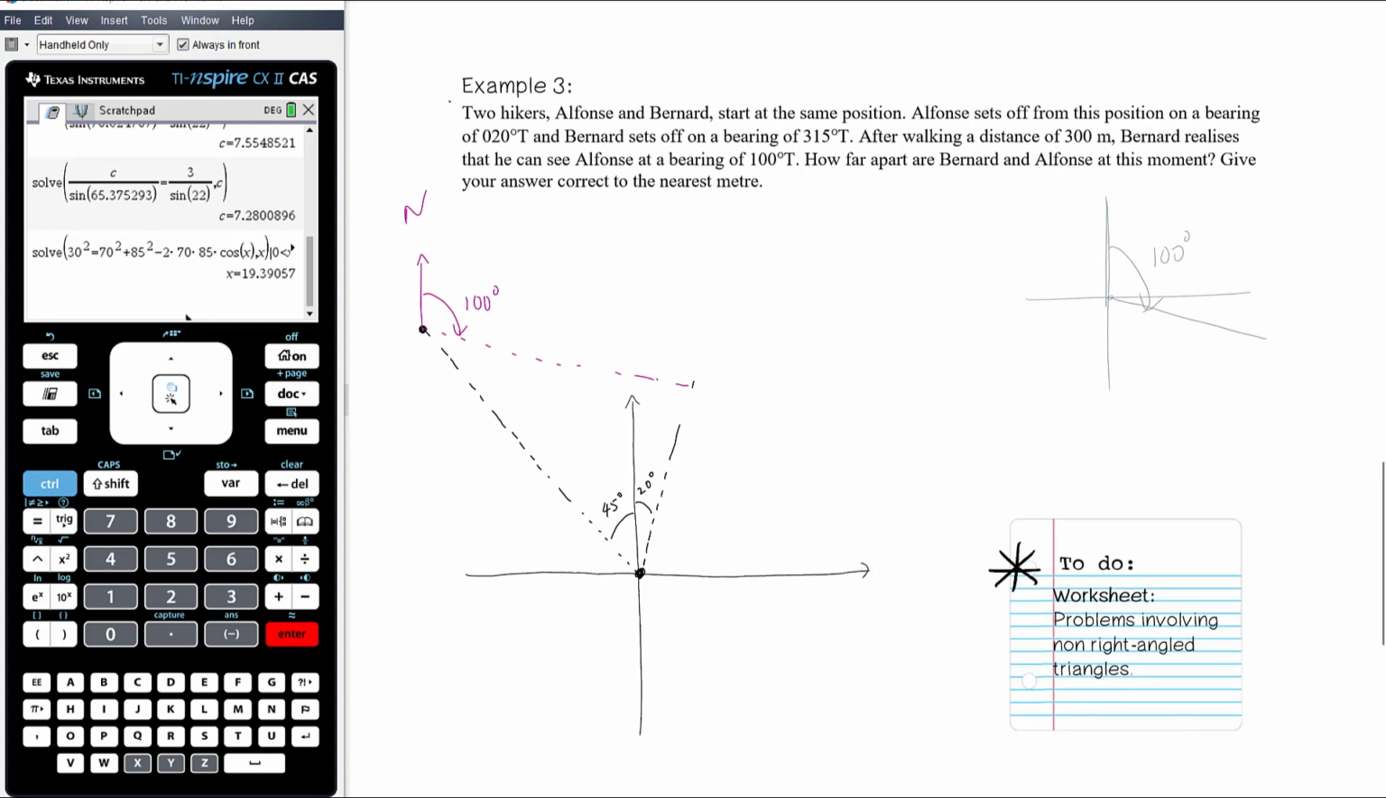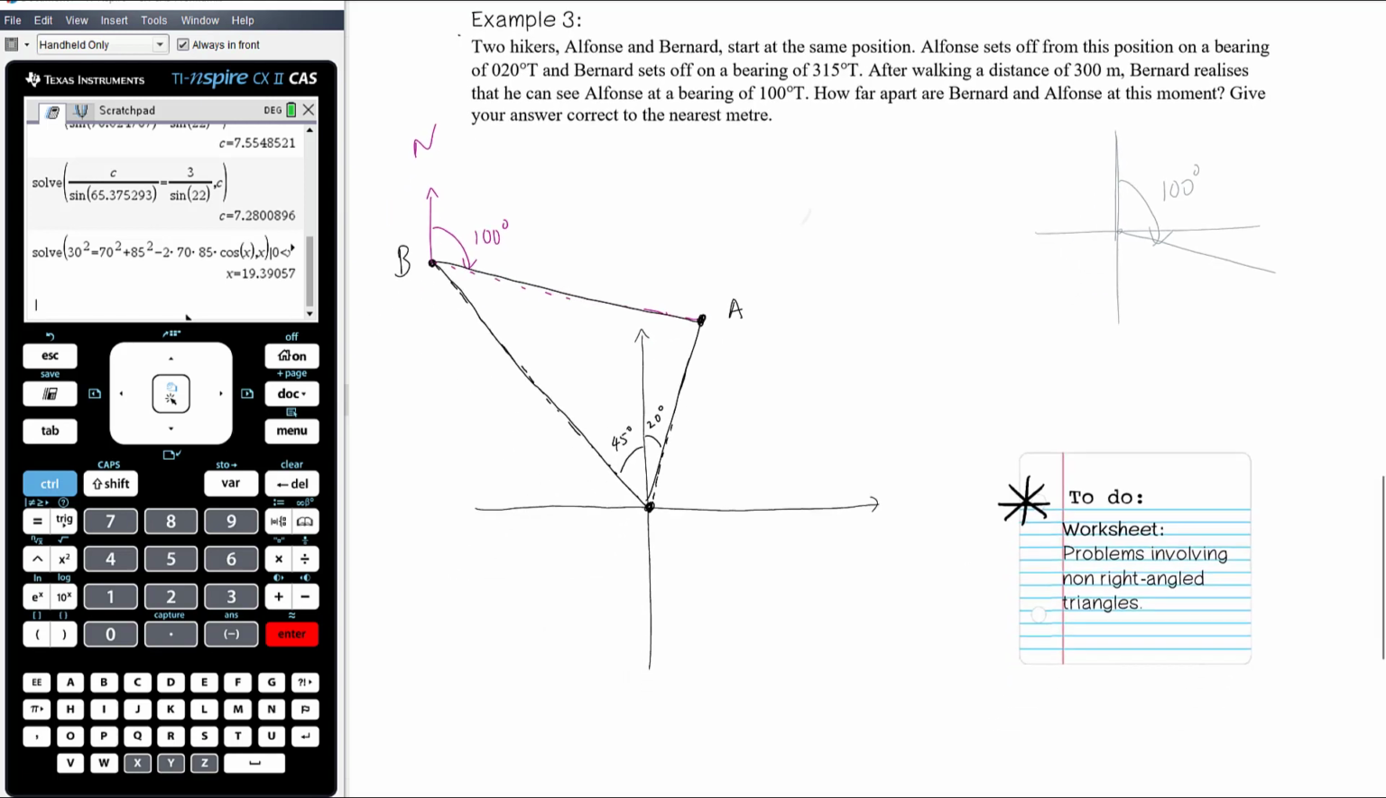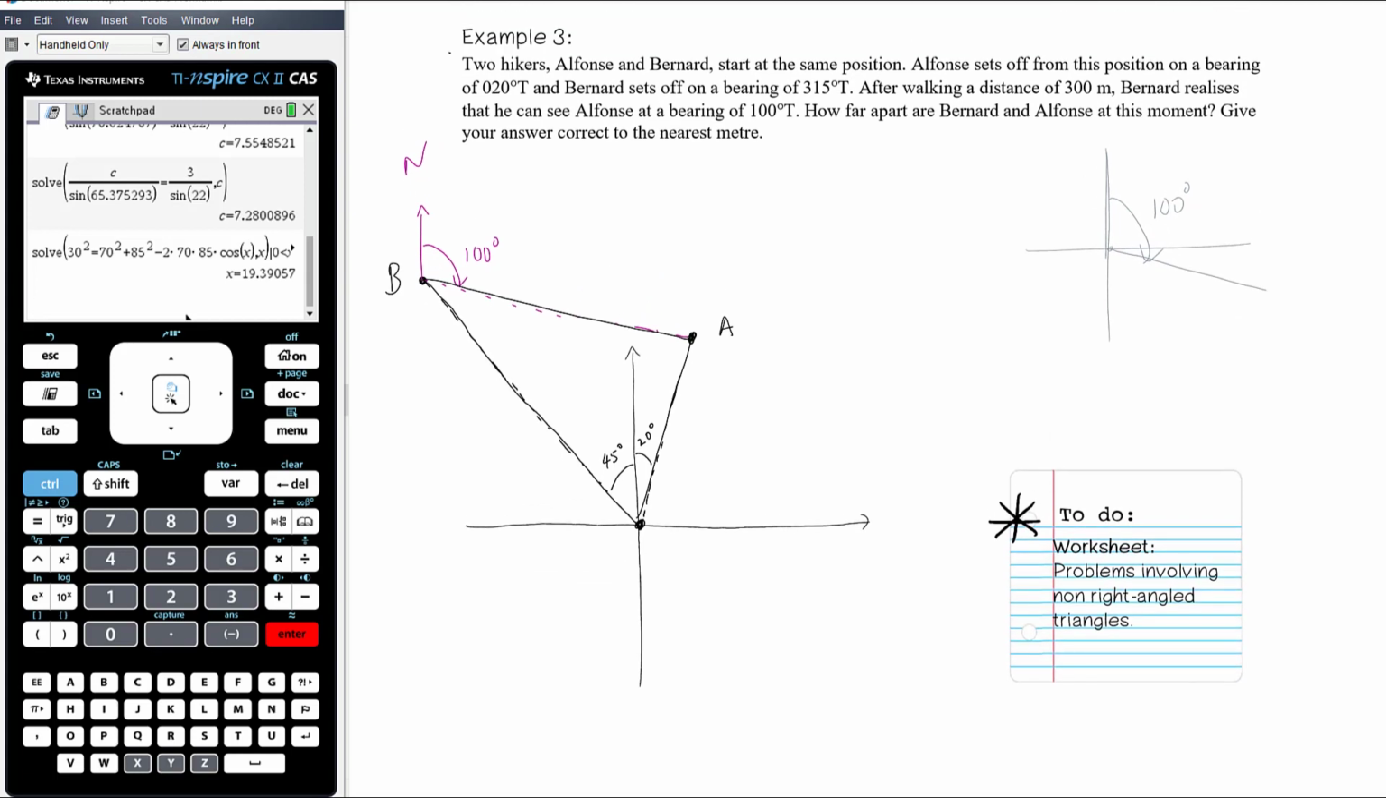Okay. All right, so let's sort of solidify what we've got happening here. So that's Alphonse there. And that's Bernard out there. And that's our 100 degree bearing, and so that's going to be the line joining them. All right, so we've got some angles. We do know some lengths as well, I think. Yeah. After walking 300 metres, so Bernard had walked 300 metres, so that's 300 there. He can see Alphonse on a bearing of 100 degrees. How far apart are Bernard and Alphonse? So this is the length we want to find, that side length of the triangle there.